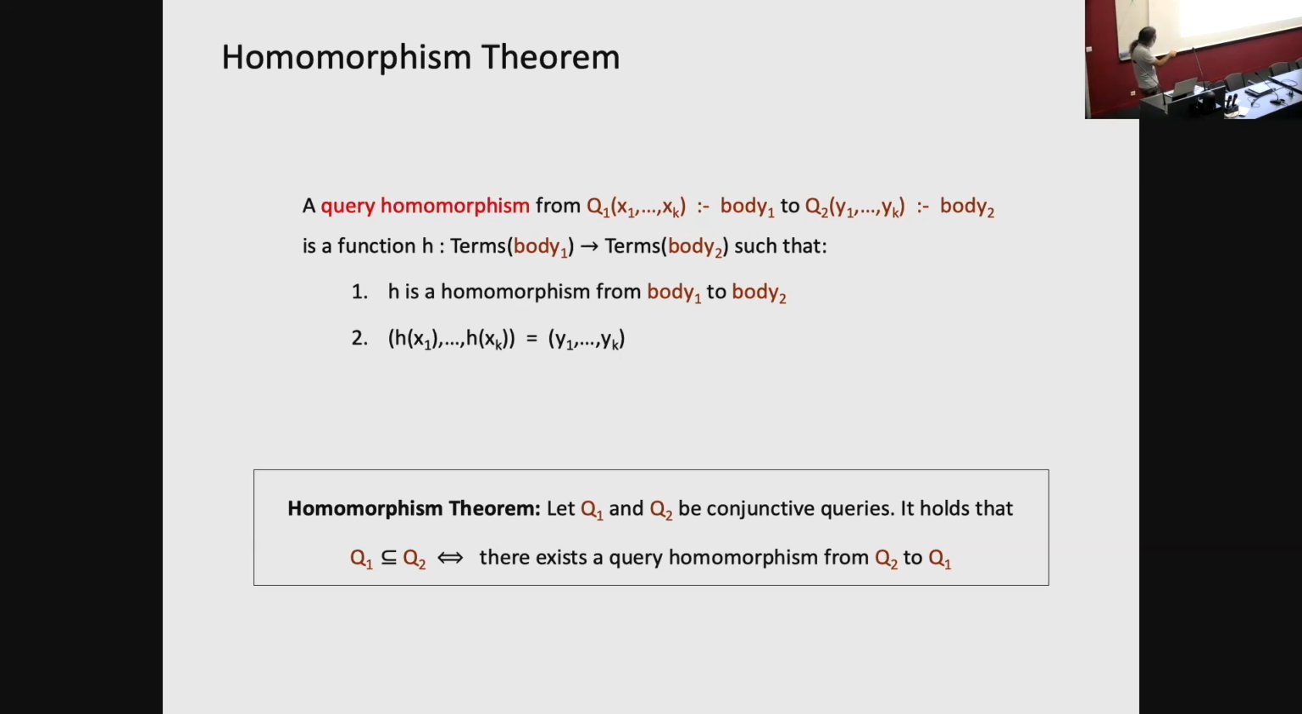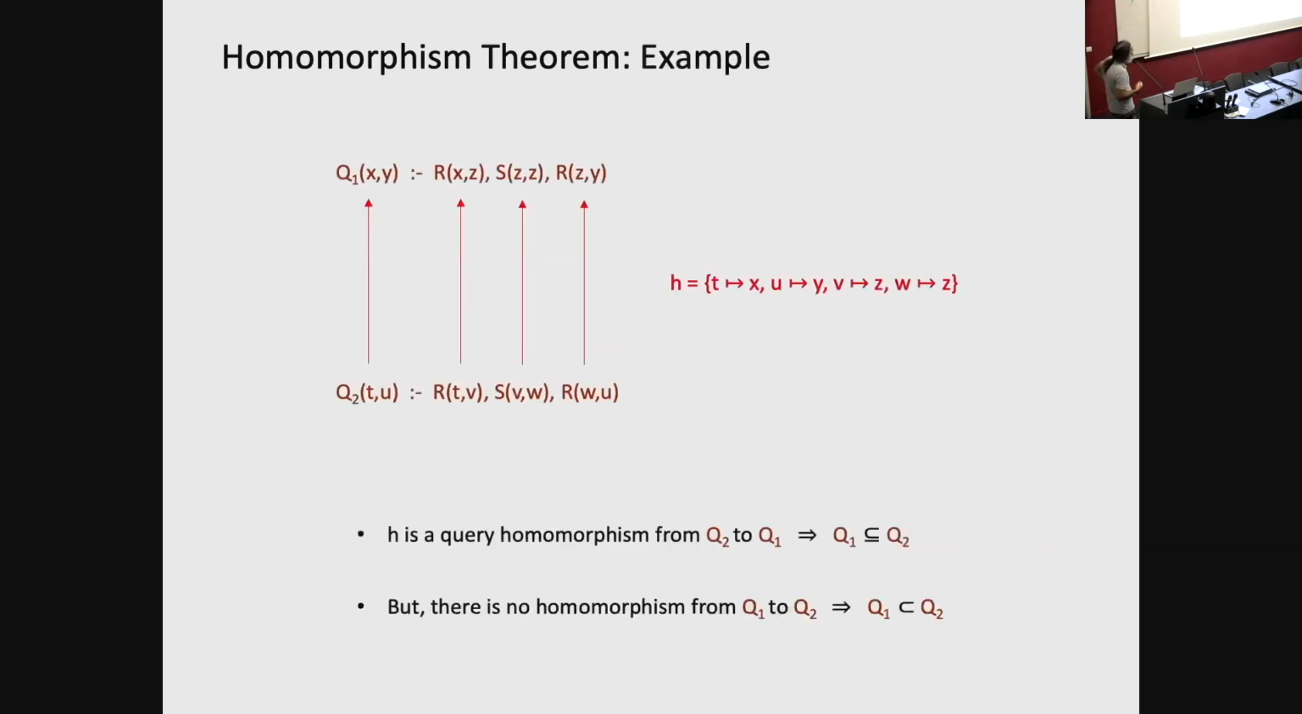So Q1 is contained in Q2 if there is a query homomorphism from Q2 to Q1. And this is a characterization. This is an if and only if statement. So the existence of a query homomorphism implies that the containment holds. The non-existence implies that the containment doesn't hold. So it's a strong result. Not very difficult to prove, but it's a very useful result.